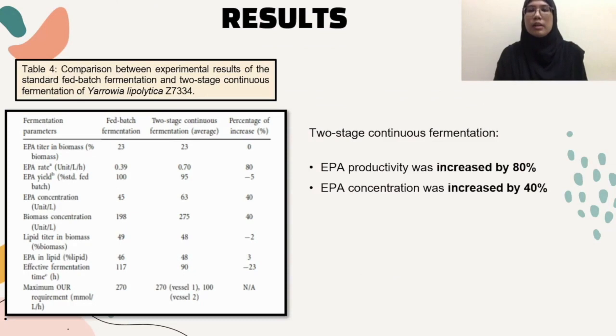Next, the results. Table 4 shows a result comparison between fed batch and two-stage continuous fermentation. The table shows that two-stage continuous fermentation improved the final EPA productivity by 80% with very similar EPA titer in biomass and EPA conversion yield. It also improved EPA concentration by 40%.